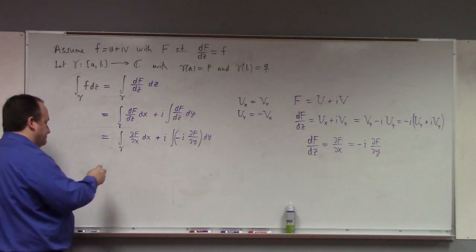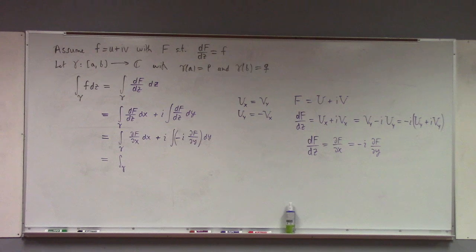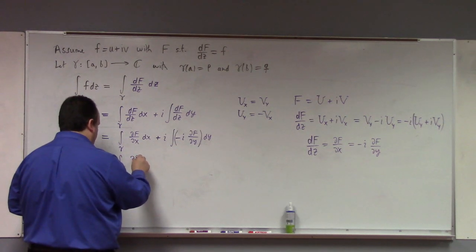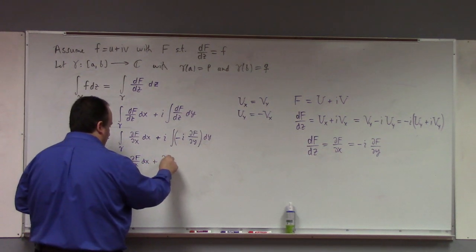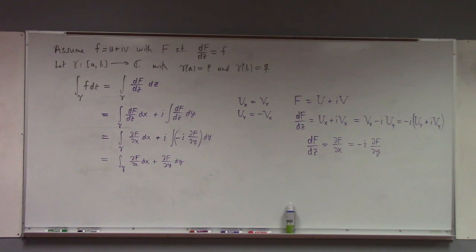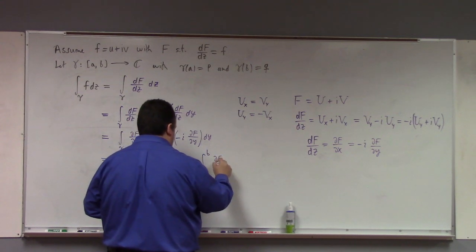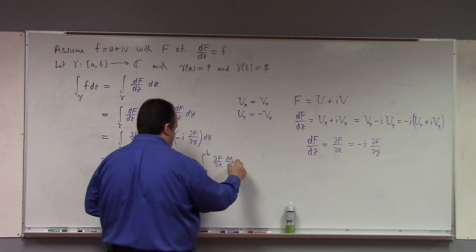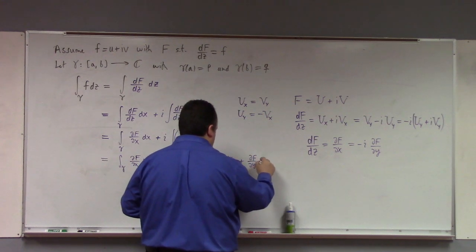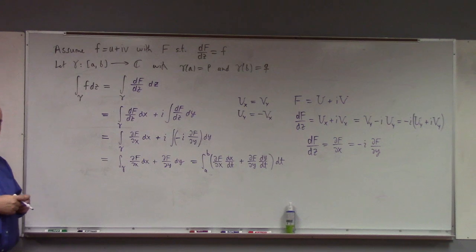So what do we have? I say we have partial f partial x dx plus partial f partial y dy. And what does that technically mean? Let's write out the details here. So we're talking about the integral from a to b of partial f partial x dx/dt, right? Plus partial f partial y dy/dt dt, by the definition of the integrals.